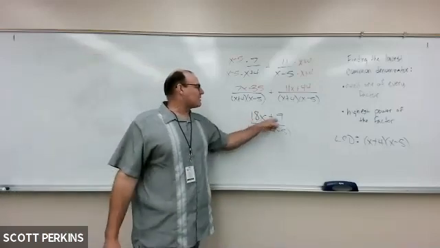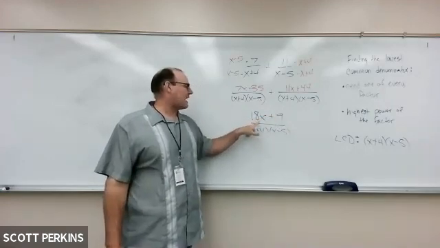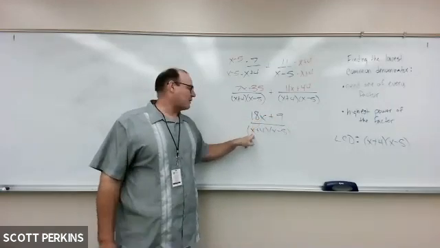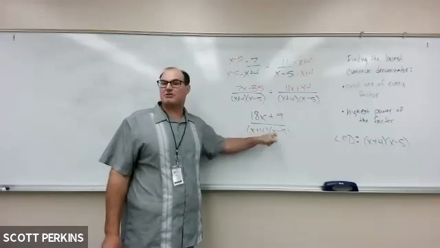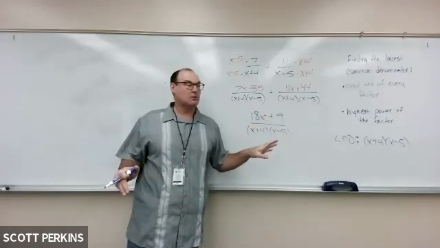I could factor out a 9 out of the top, but I'm just looking ahead. If I factor out a 9 out of the top, I'm going to have a 2x here. And I don't have anything with a 2x in the denominator, so nothing's going to cancel. There's no reason to do that. I'm done with the problem.